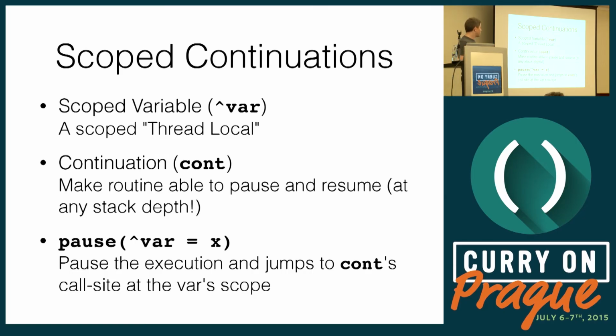So we need three things. We need a scope variable, which we're going to denote like that. For now, think of it as a thread local. We're going to introduce a keyword called cont that takes a routine and makes it able to pause and resume at any stack depth. Now, this is very important. We have to be able to pause at any stack depth, and this is why this is not the same as C#'s async await or Clojure's core async go blocks. They only let you pause at the topmost stack frame, and they're therefore called stackless continuations because they don't really support a stack. And finally, the pause operation is going to set the value of the scope variable, this kind of thread local, and jump to the point where cont was called.